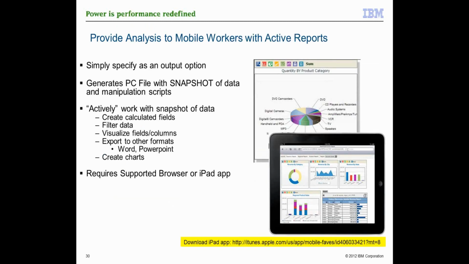A technology that marries really well with mobile is something called active reports, and it's a special output option that the developer can specify. It basically allows you to generate a PC file with a snapshot of the data. And you can actively work with the data: you can filter it, you can create calculated fields on the fly, you can do visualization, and export to other formats like PowerPoint and Word and that kind of thing.